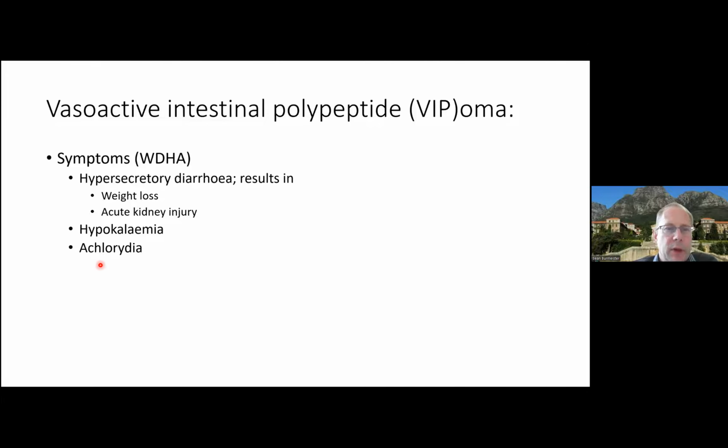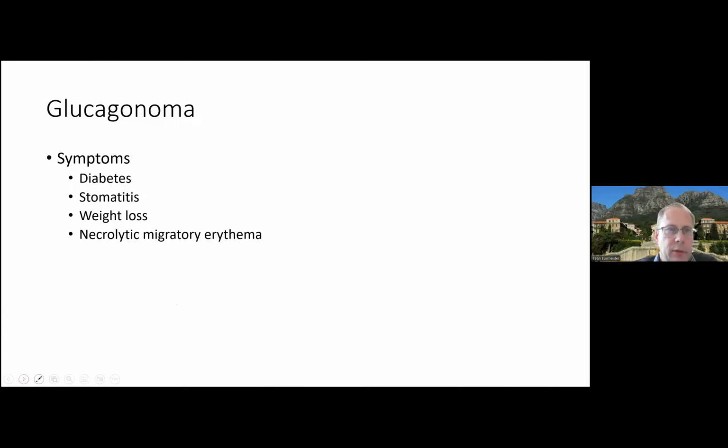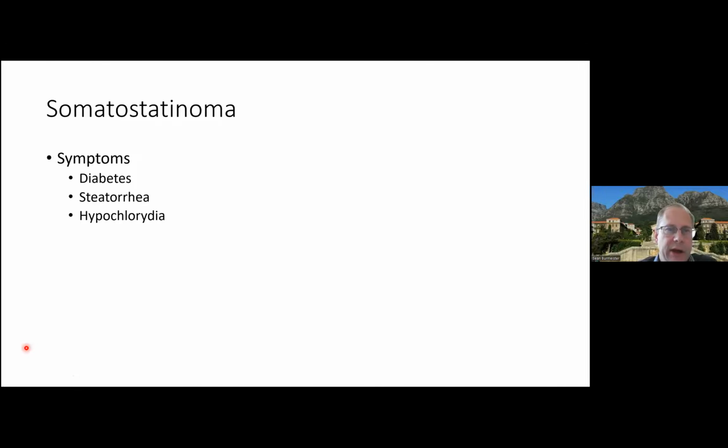Okay, VIPomas. I think we already mentioned those symptoms. I'm not going to spend more time there. Sorry, my mouse. Glucagonomas. As I said, we mentioned this already as well. So diabetes and weight loss. We didn't mention the stomatitis, but that can be a component as well. And then there's this rash, which is a reddish raised rash, called necrolytic migratory erythema. And it will be picked up in different places on the body at different times. Somatostatinomas: diabetes, steatorrhea, and hyperchlorhydria are the main features.